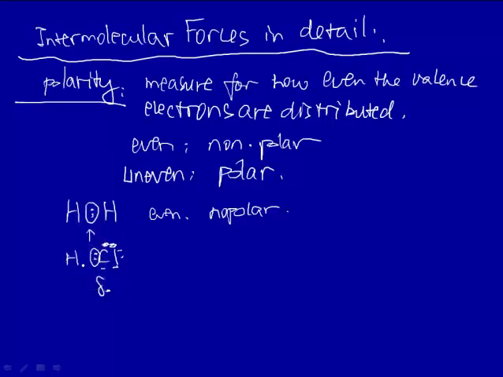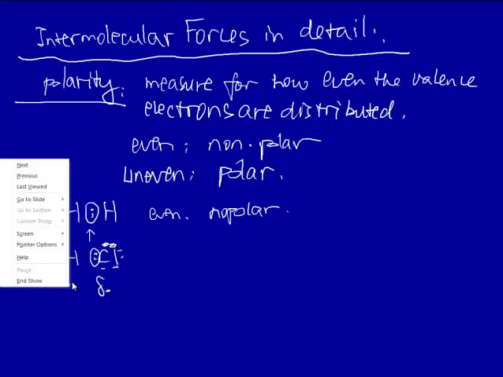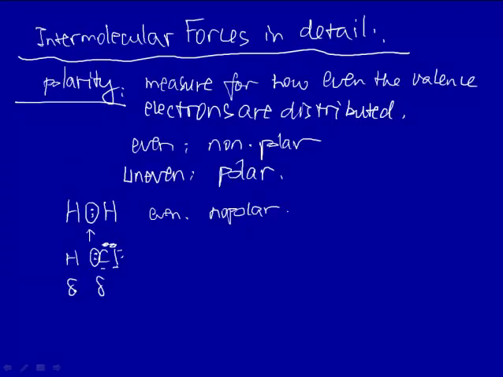Since the hydrogen is losing that, it actually carries a slightly positive charge. This is slightly negative, this is slightly positive. And now you have a permanent dipole as indicated by this arrow, and in this case its distribution is uneven and the molecule becomes polar.